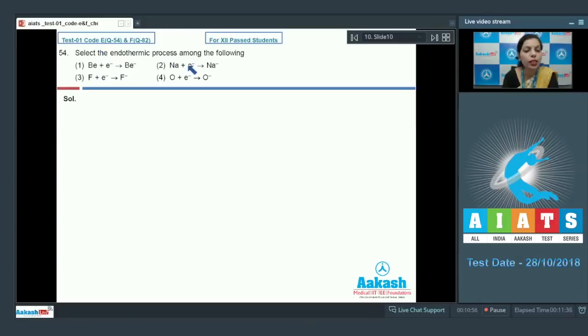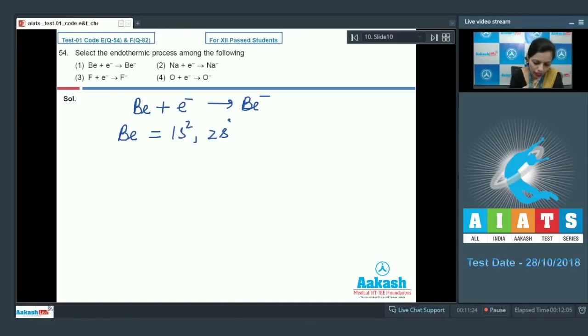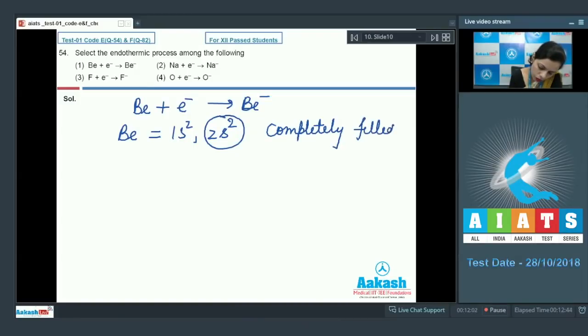Question number 54. Select the endothermic process among the following. We have the different processes given here. Beryllium is there, electron is added to it in the first option. In the second option, we can see sodium atom is there, electron is added, then fluorine, and then oxygen. So if you check the first option, that is beryllium, and electron is added to it to form beryllium anion. In this case, if you consider the configuration of beryllium, it is 1s2 2s2. So this is a stable configuration, showing the completely filled 2s2 configuration.